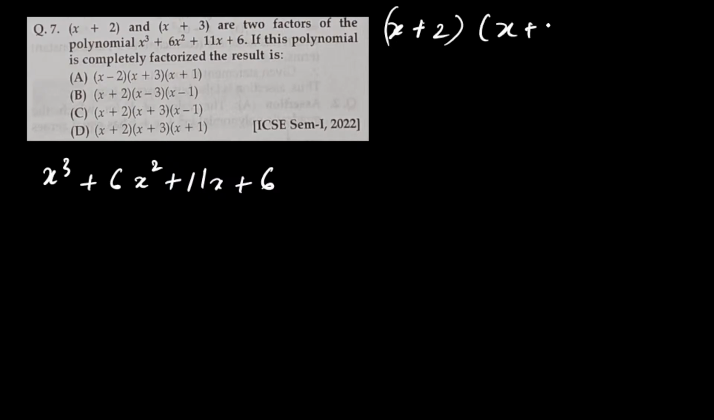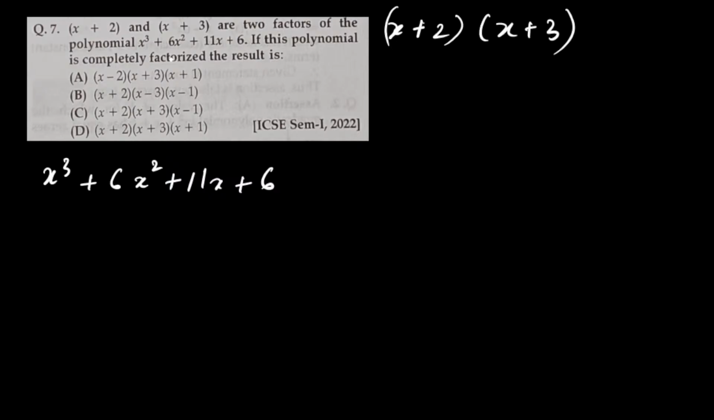Okay, let's do the next question. Question number 7. So one polynomial is given to us and this polynomial has two factors. So x cube plus 6x square plus 11x plus 6. So this polynomial has two factors. So the two factors are x plus 2 and x plus 3. These are the two factors.